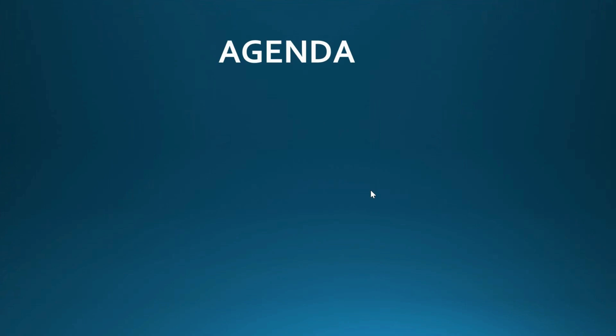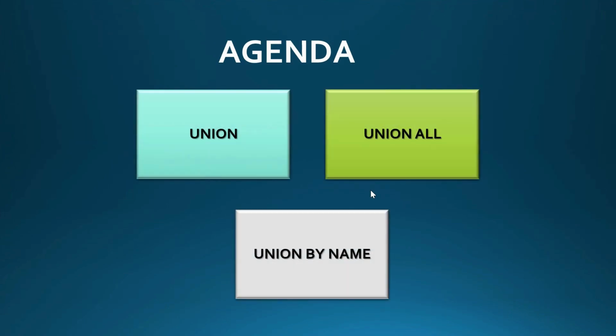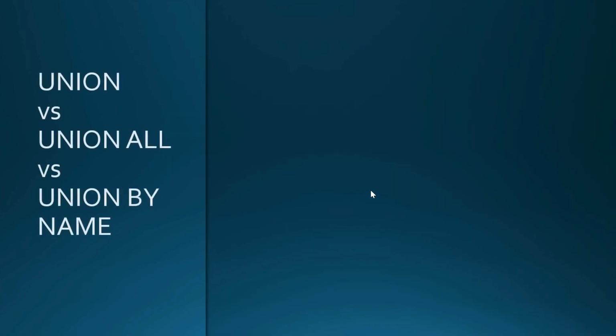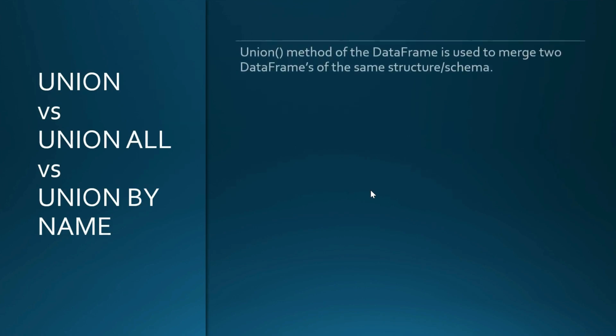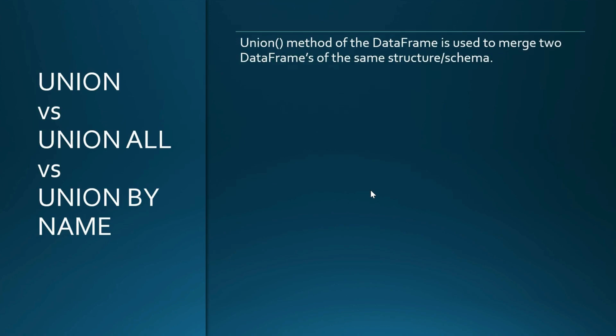In this video, we are going to discuss one more transformation method, which is union. If you want to union your data set, there are three ways in which you can do a union operation in PySpark. First is using union, second is union all, and third is union by name. We will see the differences between union, union all, and union by name, and when to use what.